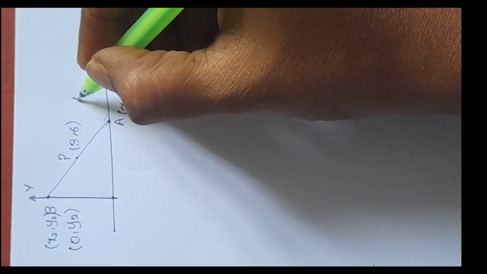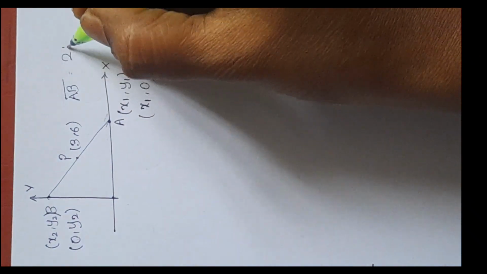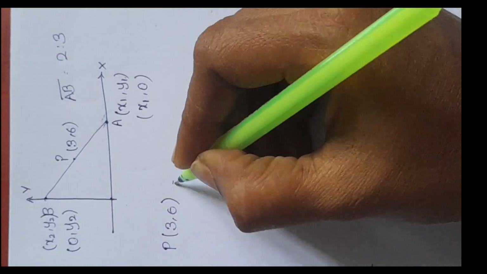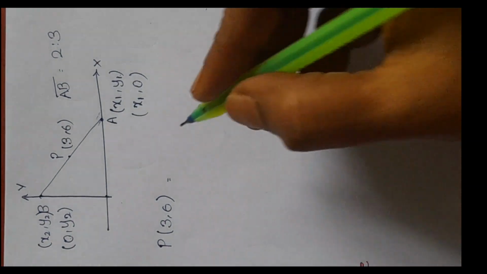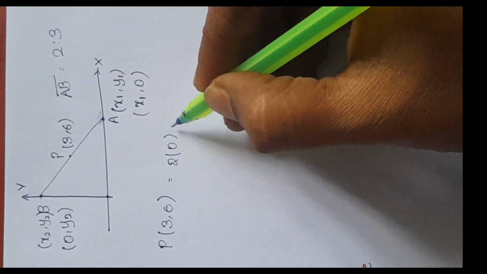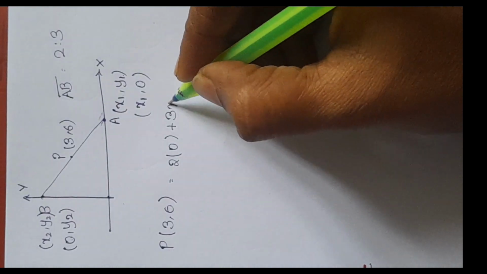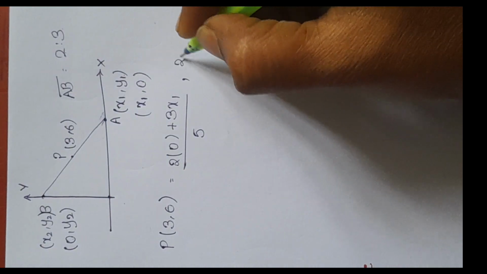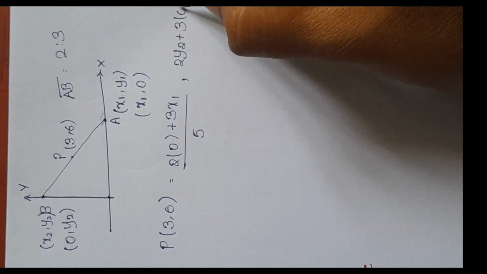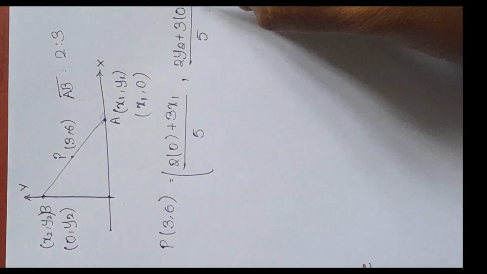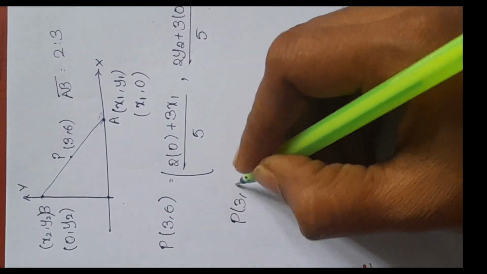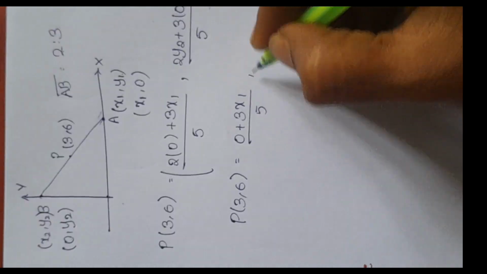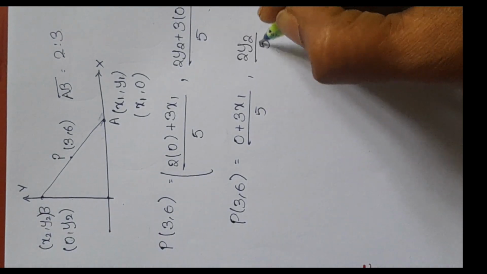The point P(3, 6) is given, which divides AB in the ratio 2:3. Now by using the section formula, directly substituting the values: (2 into 0 plus 3 into x1)/5, where the denominator is 2 plus 3 which is 5, and (2 into y2 plus 3 into 0)/5. So (3, 6) equals ((0 + 3x1)/5, 2y2/5).